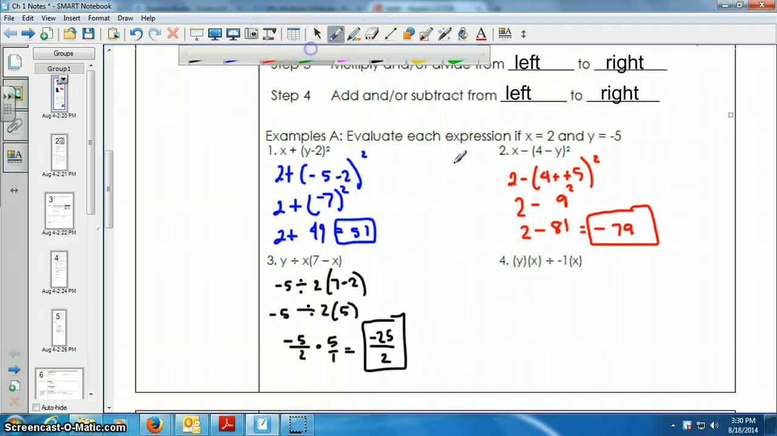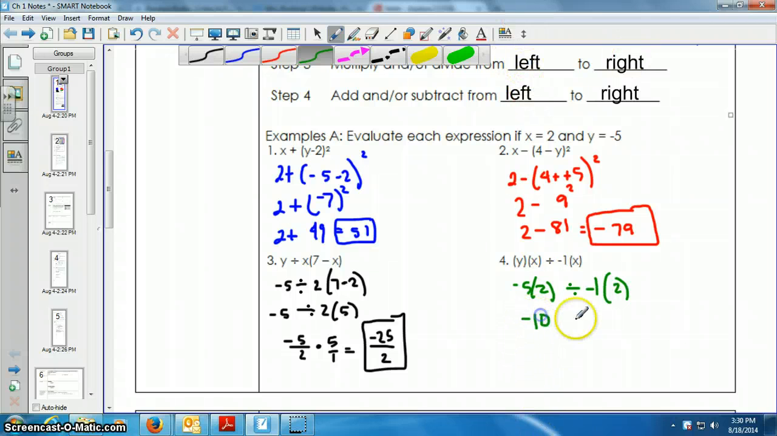Okay, go ahead and try that next one. Again, pause if you need to. So we have multiplication and division, so again, left to right. I'm just going to take it one step at a time. So division, -10 divided by -1 is a positive 10. Times it by 2, and we get 20.